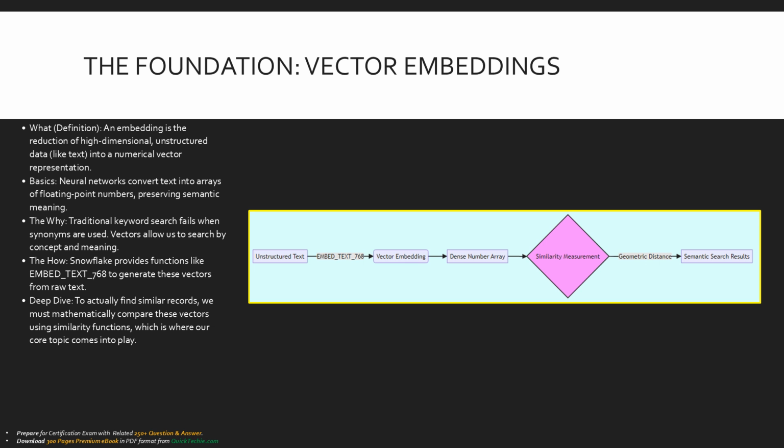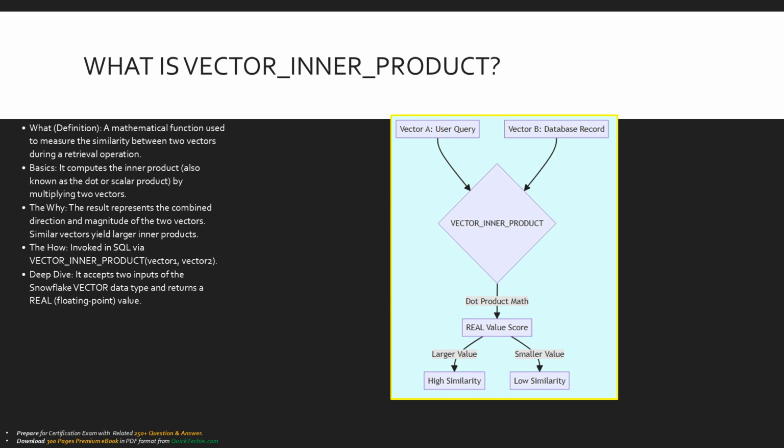The critical node is in the center: similarity measurement. We must calculate the geometric distance between the user's search vector and the vectors stored in our database. The mathematical outcome of this measurement directly drives the accuracy of the semantic search results on the right. Today, we focus precisely on that measurement engine. Let's formally define our core function.